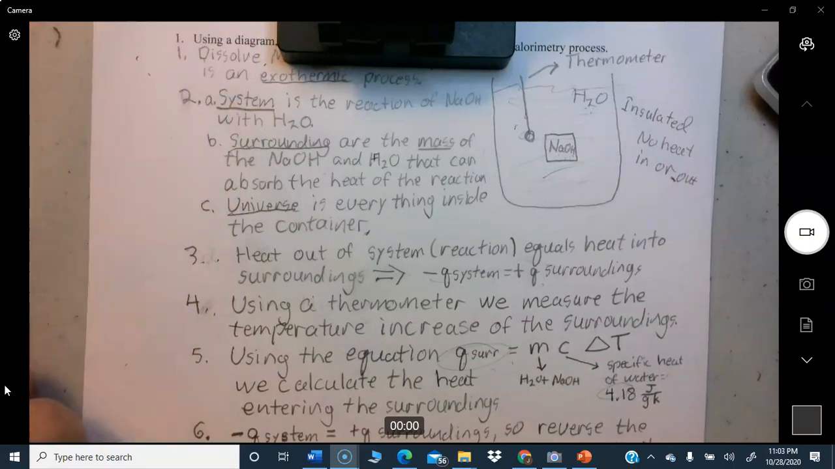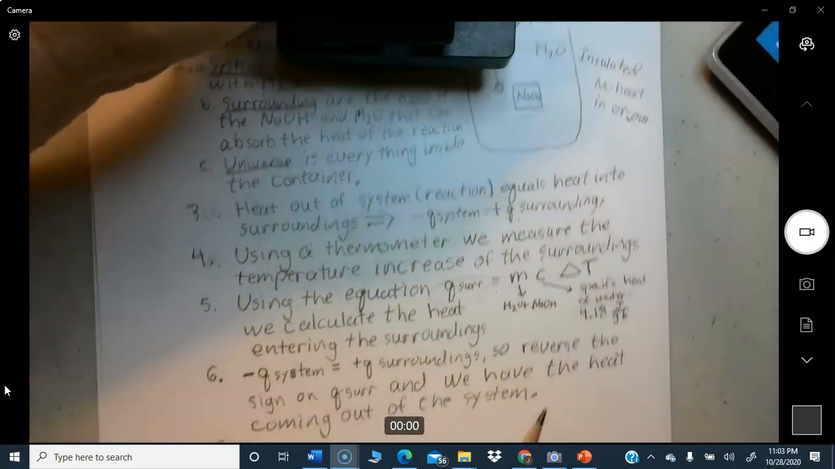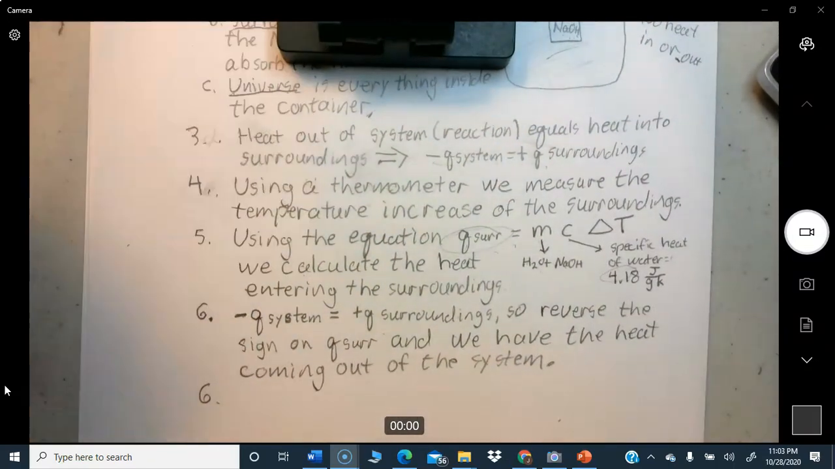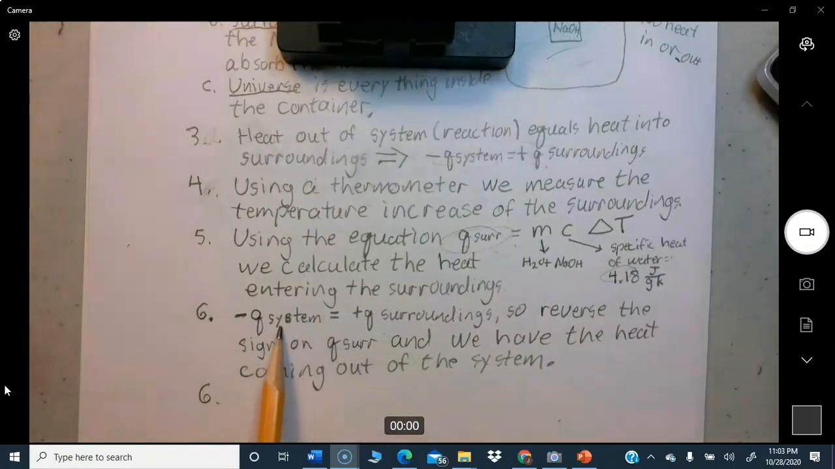So we already established that the Q, the heat coming out of the system, is equal to the heat going into the surroundings, and that's what we just calculated. So if you reverse the sign on Q surroundings, what we calculated right here, we have the heat coming out of the system.